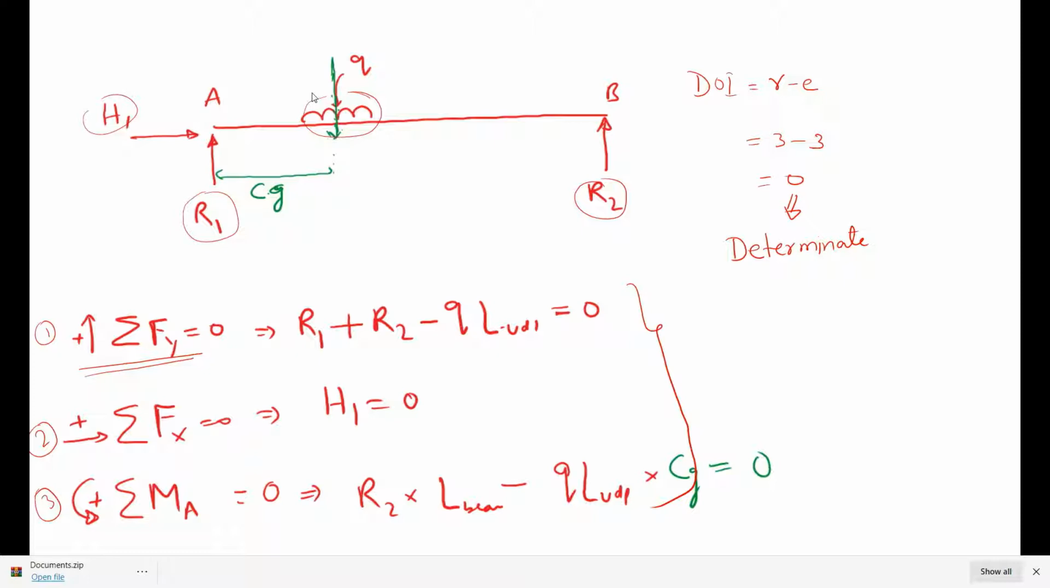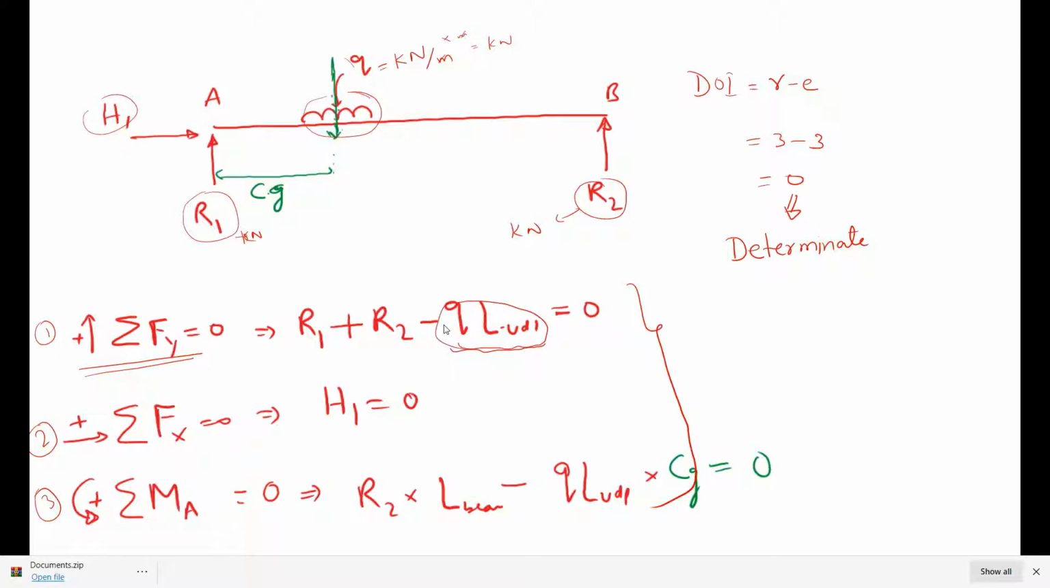equivalent concentrated load. So Q multiplied by L of UDL would be the equivalent concentrated load, because this Q is always per unit running length, suppose kilonewton per meter or newton per meter. So we have to make it in the unit of force, because the reactions are in newton or kilonewton, so it must be in the same unit. So kilonewton per meter must be multiplied by the running length in meters, so then it would become kilonewton. So the equivalent load should be made here. So we have multiplied this Q into L of UDL.